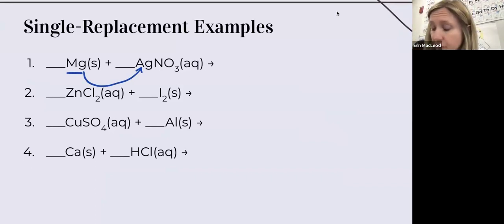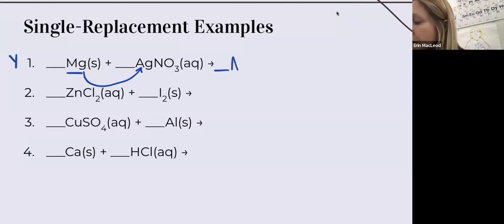Some of you might want to do all your predicting first, so you could just go ahead and put a little Y off to the side. When you go to write your products, that's a yes, it's going to happen. There's not a specific order you have to write them in. I find it easiest if you write whoever gets kicked out first. So it'll just be the element symbol. All right, so Ag, it'll be all by itself.